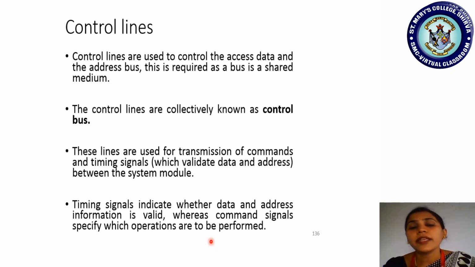It gives you reminders with respect to time, and the transmission of commands, such as opening a file, closing a file, or removing something. All these instructions or commands relate to the resources we are using. Timing signals indicate whether the data and address information are valid, whereas command signals specify which operations are to be performed. So timing signals indicate what? Whether the data and address information are proper.